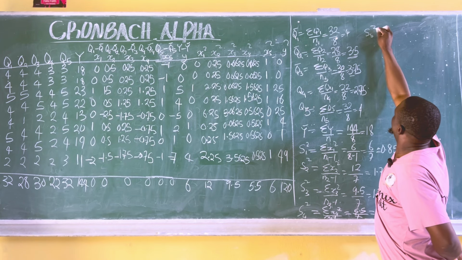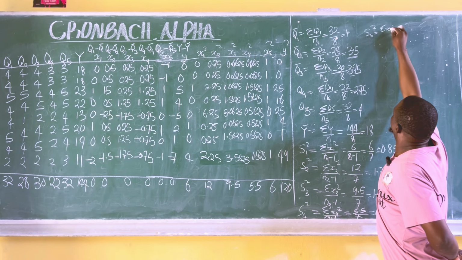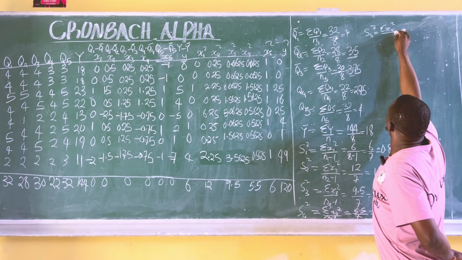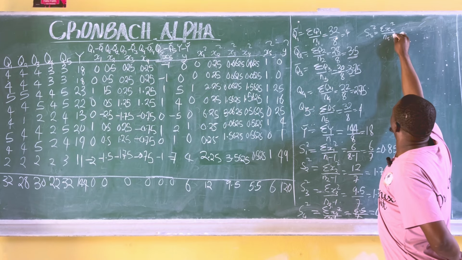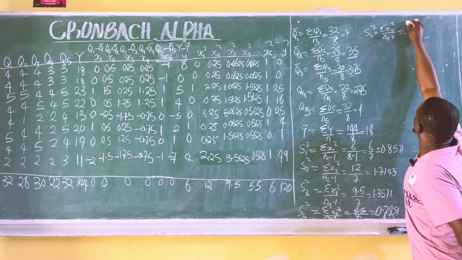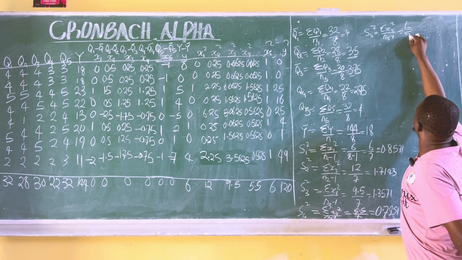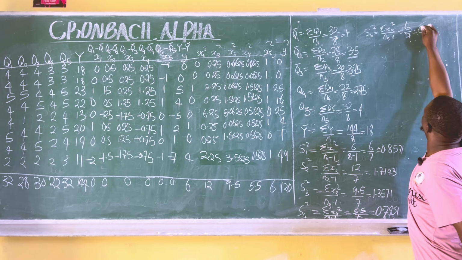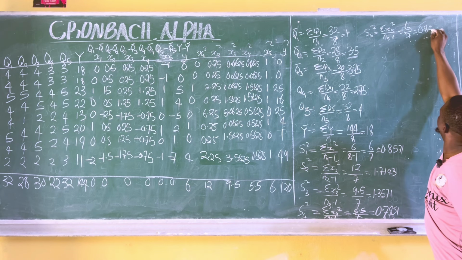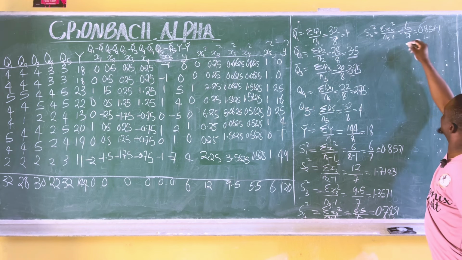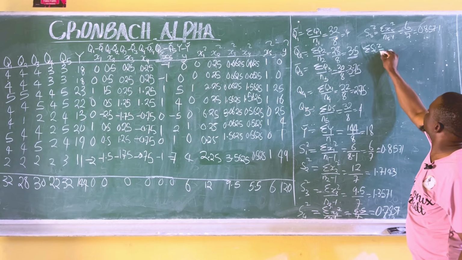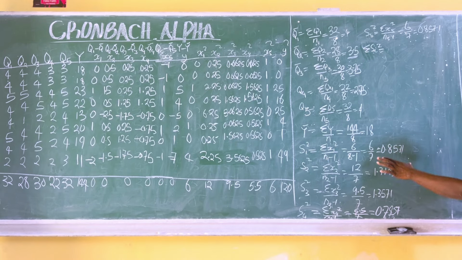Okay, so you have S5 square, which will be summation of X5 square all over N5 minus 1. So sum of X5 square is 6 all over 8 minus 1 is 7. That's 0.8571.